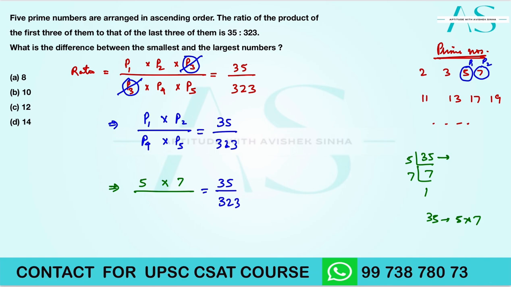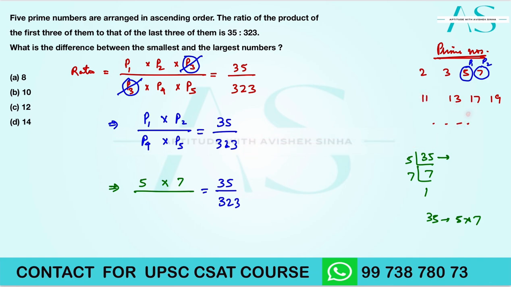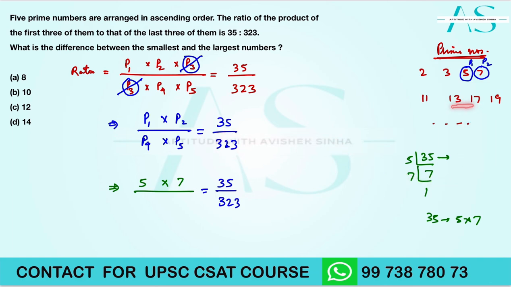Now let's check normally. Let's suppose 11 is P3, so I'll rule this out. Now is 17 into 13 giving you a value which is close to 323? Check and see. 17 into 10 is actually 170. 17 into 3 is 51. Even if you add 170 and 51, you are not even close to 323. So it is not coming from these two.